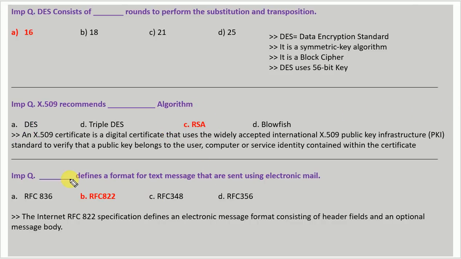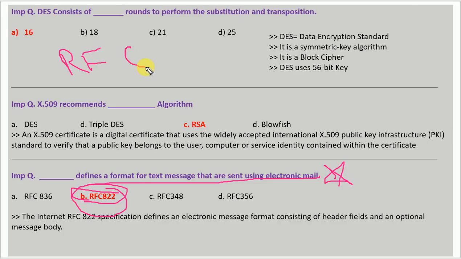So now the next question is, dash defines a format of text messages that are sent using electronic mail. So whatever mail server or mail client we are using for sending mail, there is a proper format that every mail client has to follow. That format comes under RFC 822. This is also very important if they ask anything related to the security part. So that standard plays a very important role basically. You have to remember all these standards, RFC 822. Basically it was already asked in one of the competitive examinations.